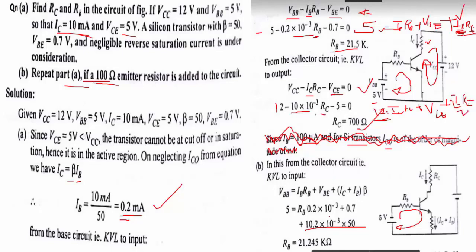Kutaongezeka ambayo ndio hii product hapa ya IE ambayo ni summation ya IB plus IC na RE ambayo pewa 100 tuongezeka. So the principle of solving is the same. So you get RB for the part B as that number. Okay, so you can proceed to solve for R.